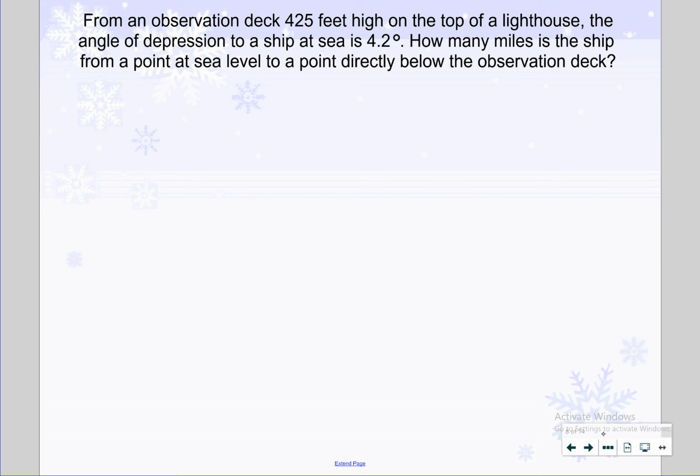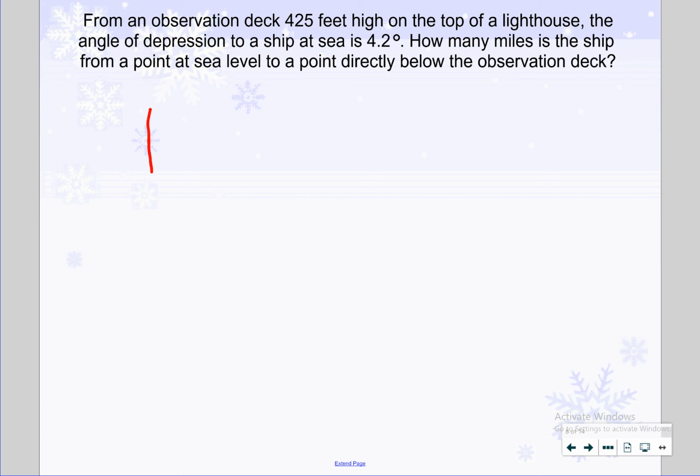So from an observation deck 425 feet high at the top of a lighthouse, the angle of depression to a ship at sea is 4.2 degrees. How many miles is the ship from a point at sea level to a point directly below the observation deck? Okay, so we're going to draw our picture first.